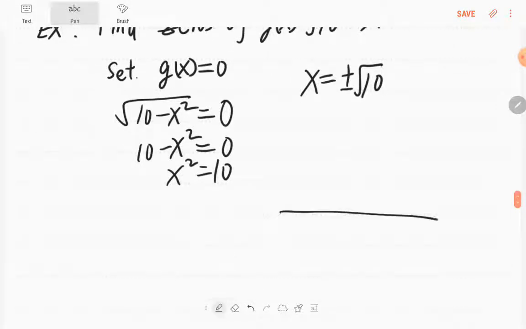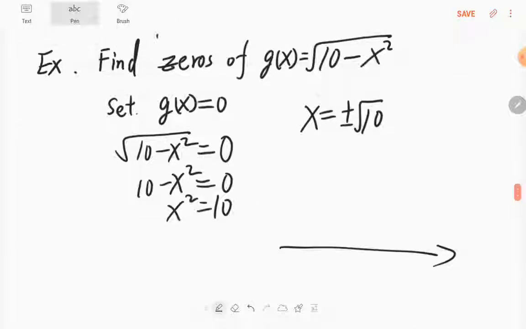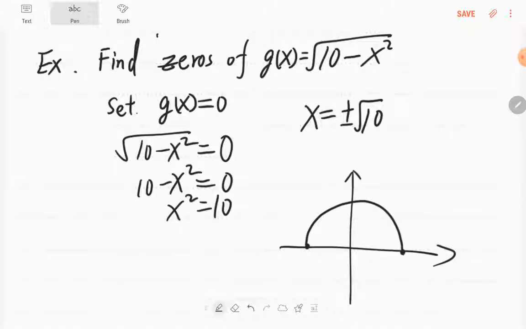But actually, if you know the graph, or if you draw the graph using the graphing calculator, you will see this is actually a half circle, right? Here is negative square root 2, and here is square root 2. So you have actually two intercepts, right? The x values for the two x intercepts are the zeros.